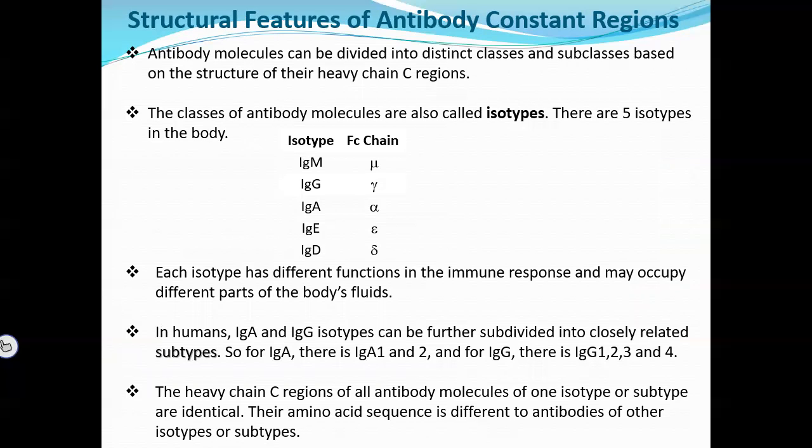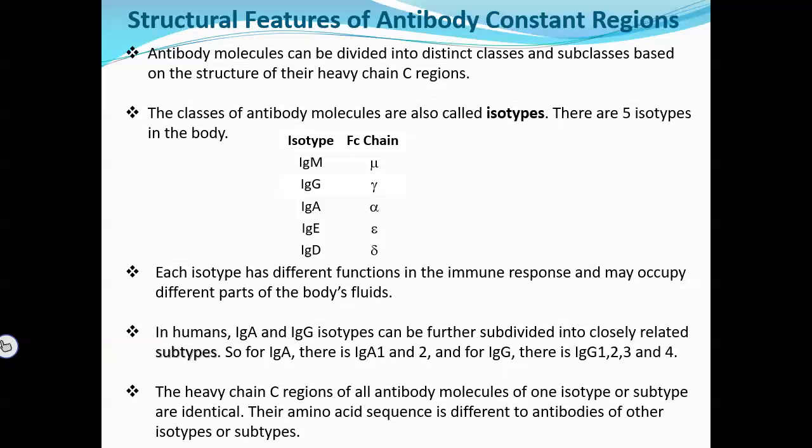Now let's go on to this FC region, the constant region. So the constant region determines what type of antibody this is. We call these isotypes. So we have 5 isotypes: IgM, IgG, IgA, IgE, and IgD. Depending on that isotype and depending on that FC region will determine where those antibodies act in the body.